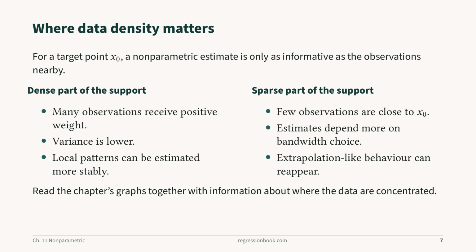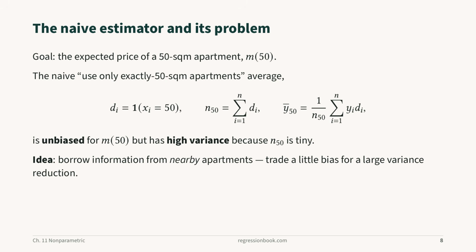At a target value, an estimate is only as informative as the observations nearby. In a dense region, many points receive weight, variance is lower, and local shape can be estimated stably. In a sparse region, few observations are close. The estimate becomes sensitive to bandwidth, and extrapolation-like behavior can reappear. Whenever you read a smoothed curve, look not only at its path but also at where the data lie along the horizontal axis.